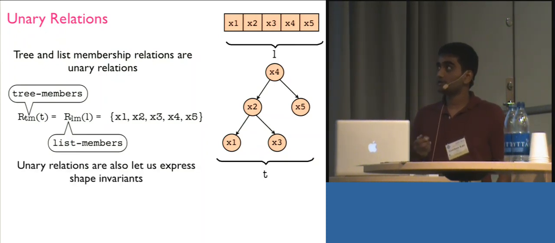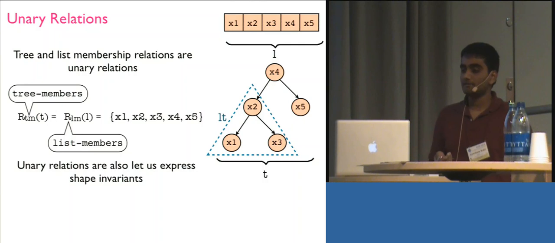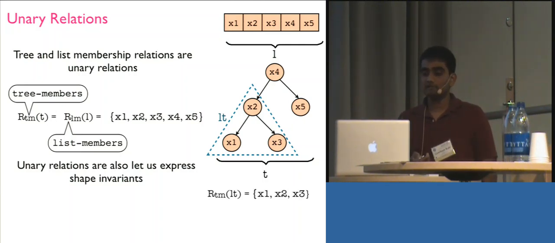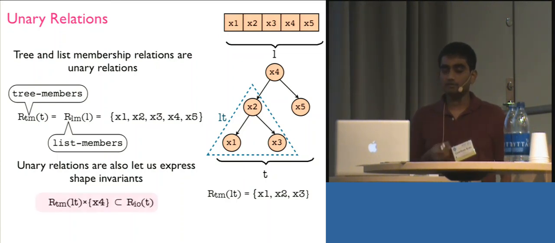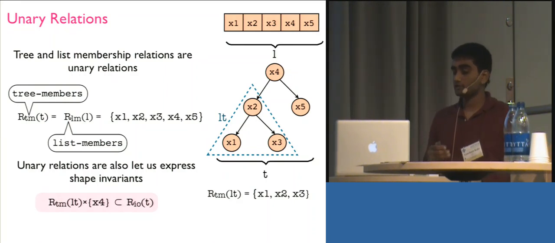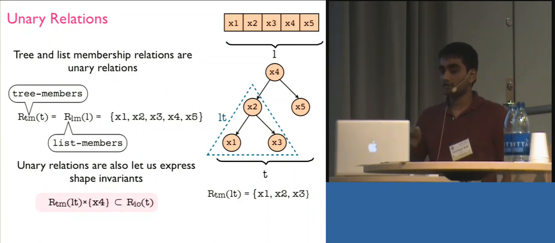So these sort of unary relations also let us express shape invariance of data structures. For example, if we let the left branch of the tree T be named LT, then Rtm of LT is a set containing the elements in the left subtree, from x1 to x3. Now, in order to make the assertion that every element in the left subtree precedes the root element in order, we'll only have to say that Rtm of LT, the tree membership of LT, cross-product with X4, is a subset of Ri of T, where Ri of T denotes the in-order relation of the tree T.